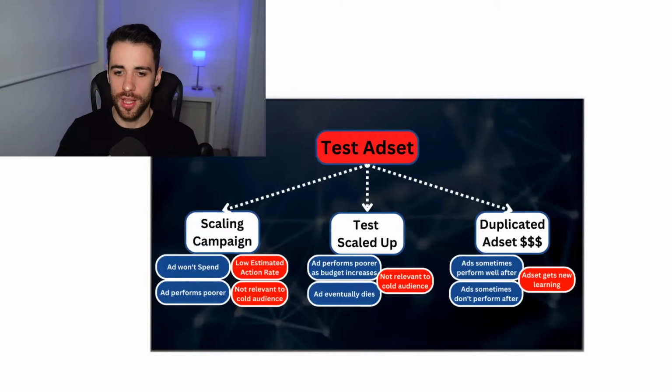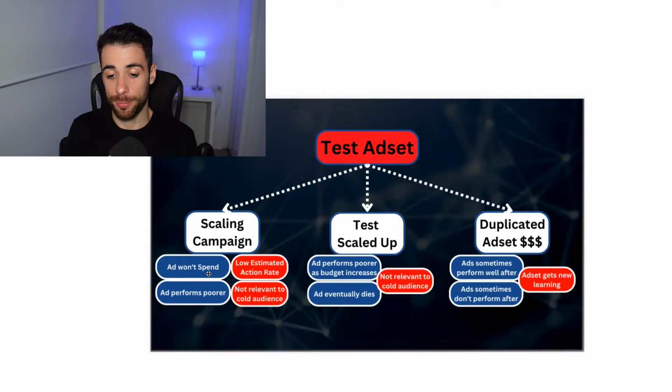So if we just look at my original example again, we can go through it. The scaling campaign: when you move an ad from the test campaign into a large budget scaling campaign, what you see is the ad won't spend. Well, that relates back to the value equation I showed you earlier, where Facebook determines that this ad has a low estimated action rate. From all of Facebook's data, they decide this is not going to work. Let's not give it any budget.